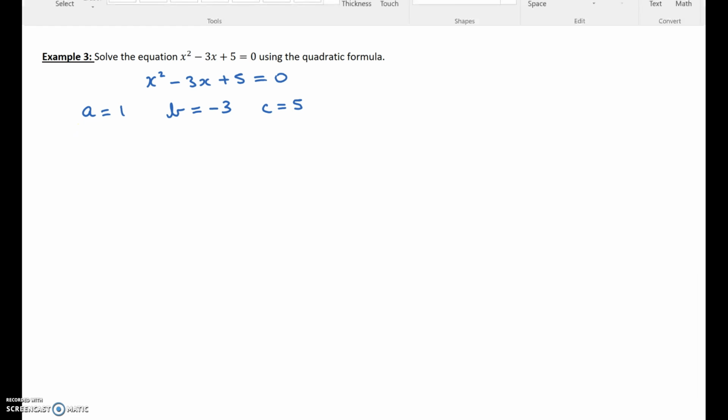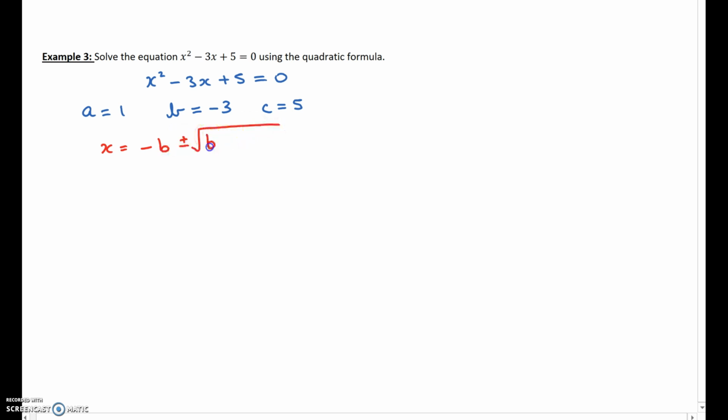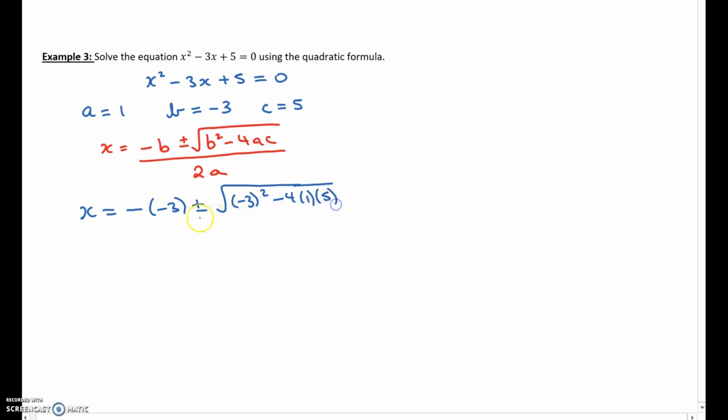The quadratic formula, once again, x is equal to minus b plus or minus the square root of b squared minus 4ac all over 2a. So let's start to fill that in. And we have x is equal to minus negative 3 plus or minus the square root, that's negative 3 squared minus 4 times 1 times 5 all over 2 times 1.